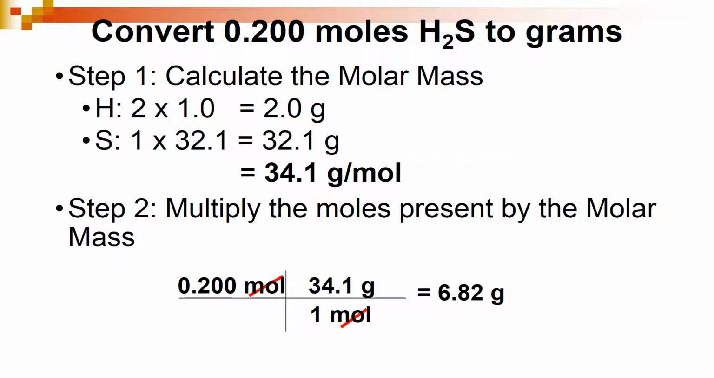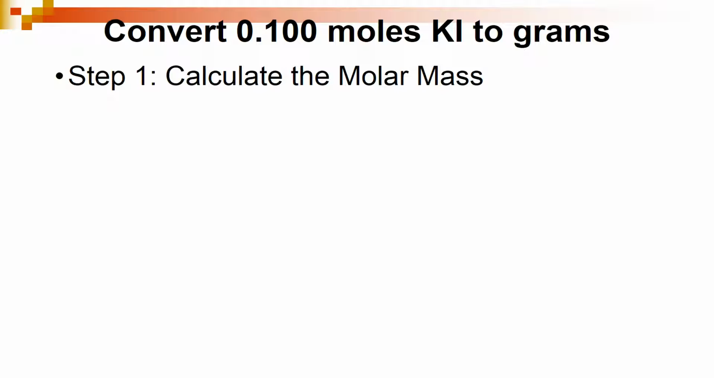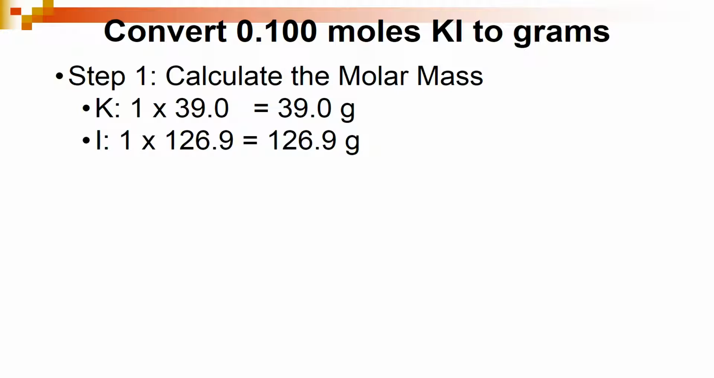Let's look at another problem. In this problem, we want to convert 0.100 moles of potassium iodide to grams. As you can guess, step 1 is calculating the molar mass of the compound. We have one potassium that has a mass of 39.0 grams, and we have one iodine which has a mass of 126.9 grams. Adding these two values together gives us a molar mass of 165.9 grams per mole of potassium iodide. So let's go ahead and convert our 0.100 moles of KI to grams.